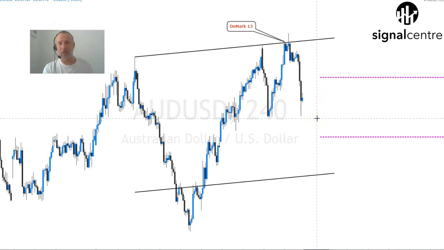So again, talking about the dollar this week, for dollar-based currency pairs, we're probably going to be looking at selling rallies, buying dips, etc. And here we could be doing either.